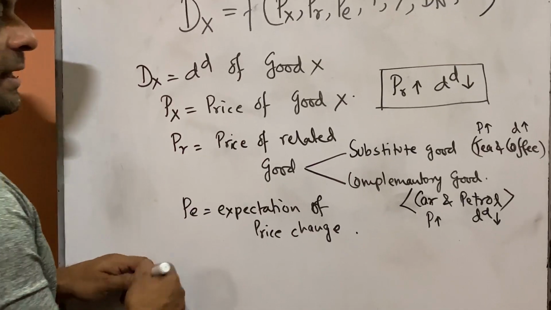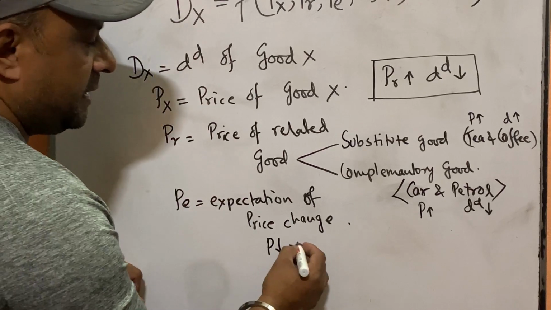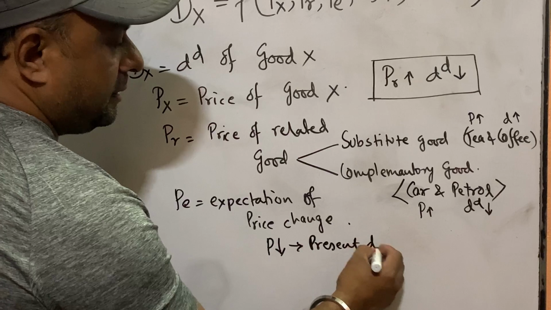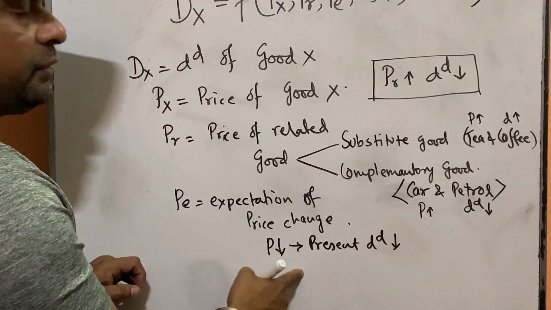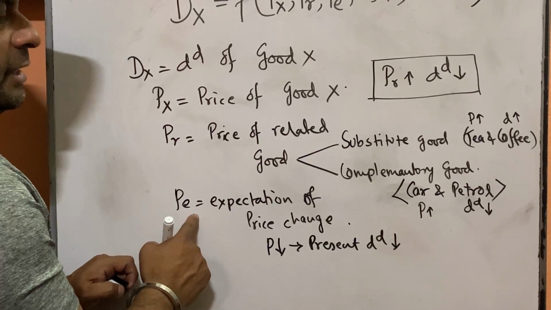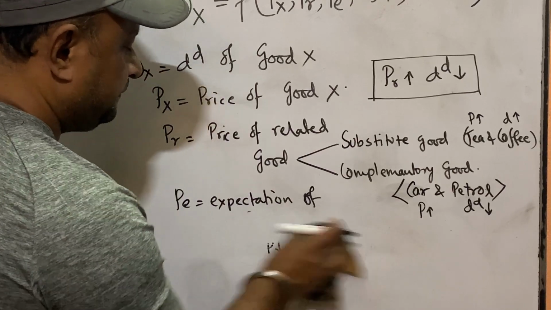What you will do, you will purchase the good when the price is less. On the other hand, if there is a chance of price fall in the near future, his present demand will fall, because he will not purchase at present, he will wait until the price falls. So this also affects the demand of a good. Expectation of price, consumer can expect when the price will rise or fall.